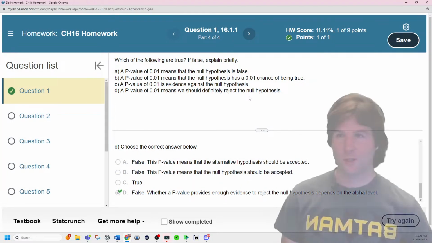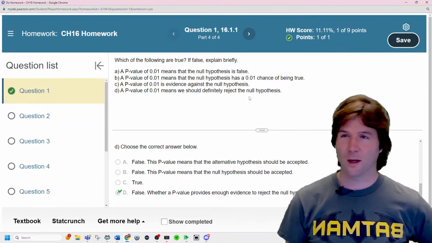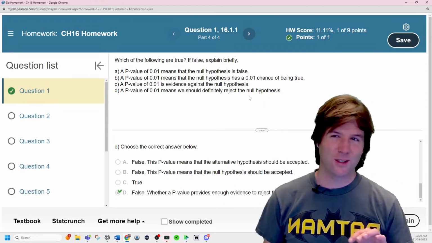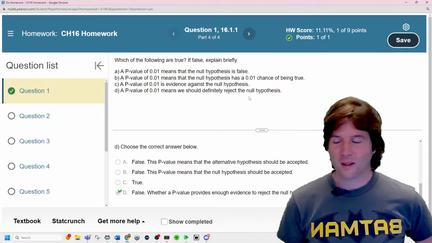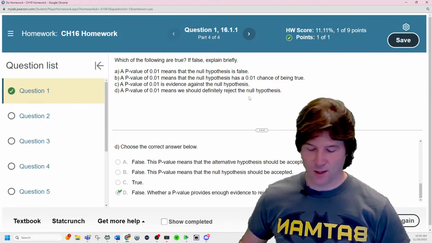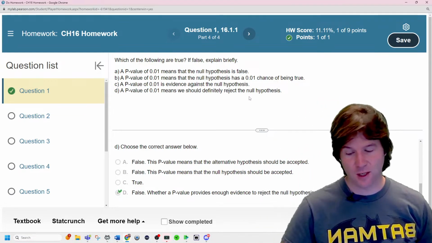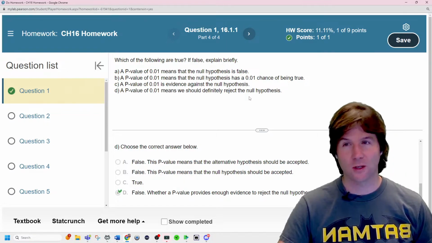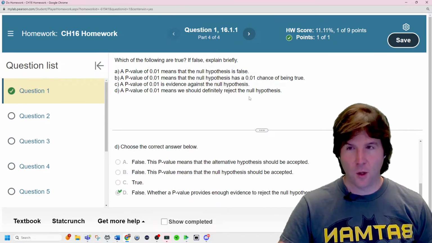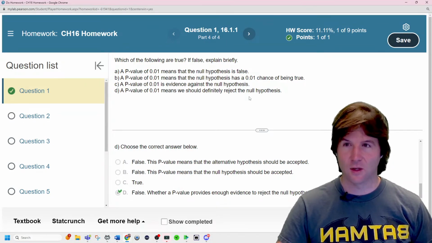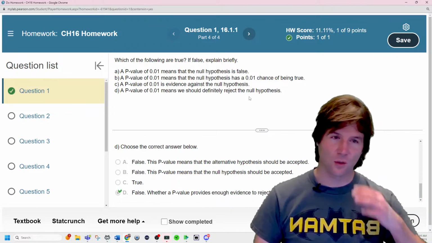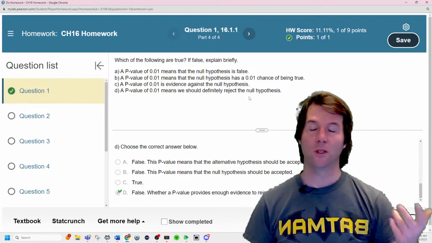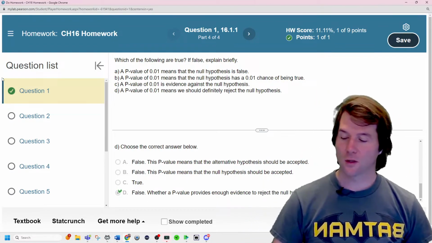It's a good question. These concepts you should know really well, but the wording's a little sus. Whether a p-value provides sufficient evidence. Like, when do we reject the null? P-value less than alpha. Low p-values are evidence against the null or evidence for the alternative. So you should reject the null when the p-value is low. But when do you reject the null? P-value less than alpha. So good concepts to know.